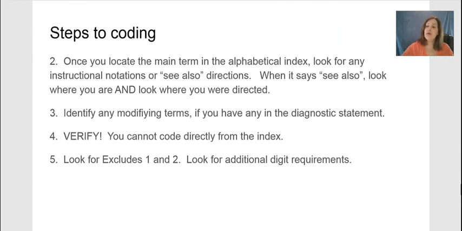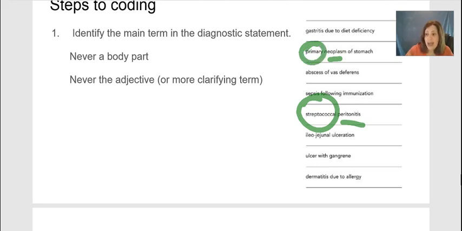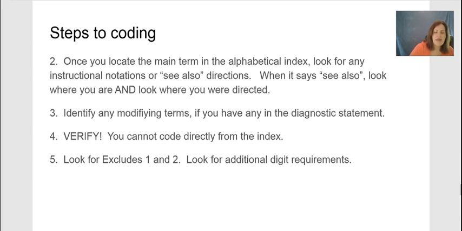Once you have decided what word you want to look up, you're going to look it up in the alphabetical index. You're then going to look for those things that we just talked about. You're going to look for the instructional notation, C and C also. Look for any modifying terms. The modifying terms are the adjectives. So once I find peritonitis, I'm going to look for streptococcal. Once I find neoplasm, I'm going to look for primary. Now, I may not find it, but I'm going to try. Then I'm going to verify.